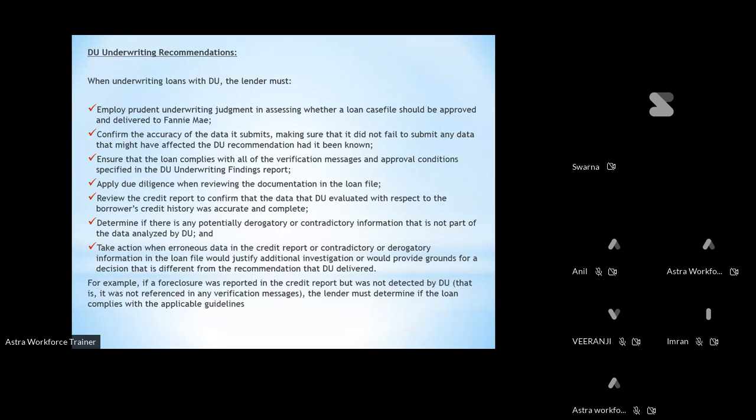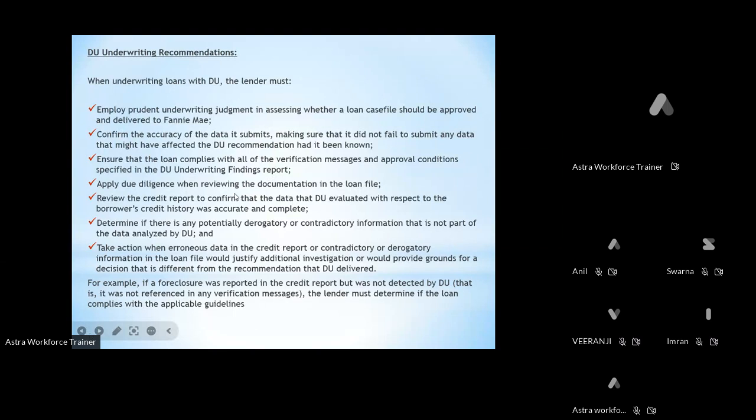For example, if a foreclosure was reported in the credit report but was not detected by DU, that is, it was not referred to in any verification messages, the lender must determine if the loan complies with the applicable guidelines. Correct. So this is a best example. A foreclosure was detected in the credit report, but it's not there in the DU, the AUS. Then that's one of the red flags you can say. So whatever we read here can be a red flag for the AUS.